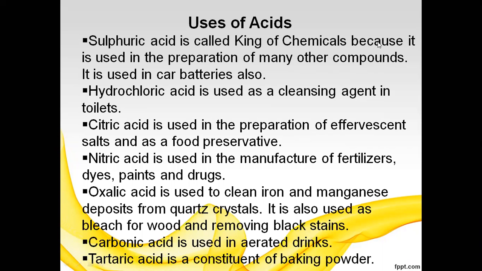So, this is called the king of chemicals because sulfuric acid combines with other substances to make many other compounds. So, this is called the king of chemicals. This is an important one-mark question. What is the king of chemicals? Sulfuric acid is the king of chemicals because it is used in the preparation of many other compounds. It is also used in car batteries.